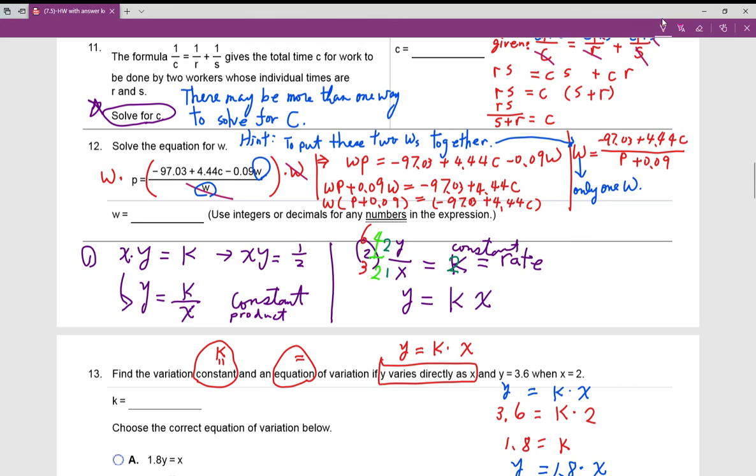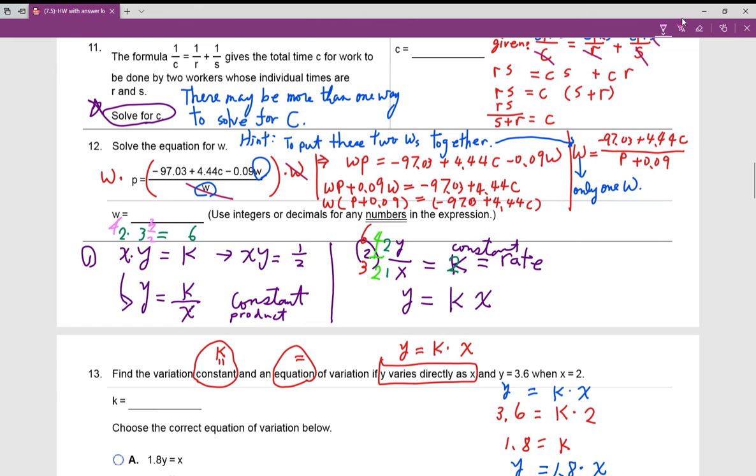In this case, for example, if x is 2 and y is 3, then k is 6, right? Now, how about if x becomes 4? How do you keep the constant? So y needs to be 3 halves. So 4 times 3 halves will be 6. So when you have 2 times 2, then 3 needs to be divided by 2 to keep the constant number.